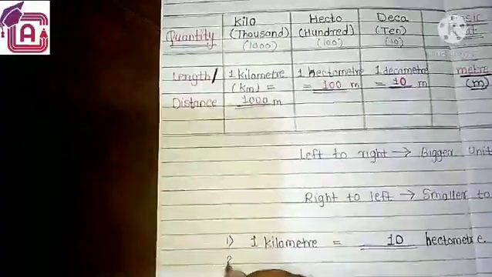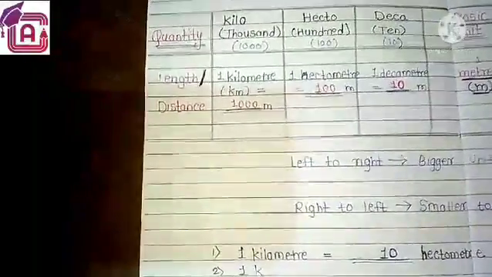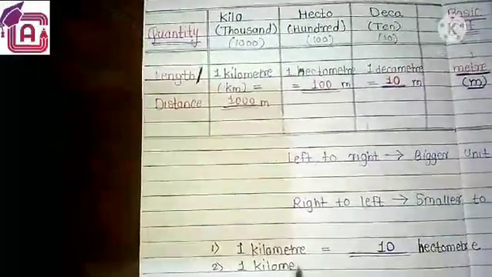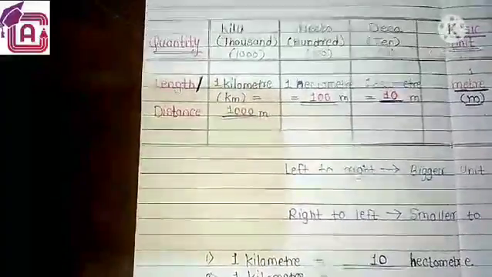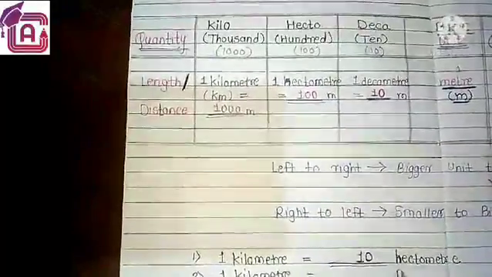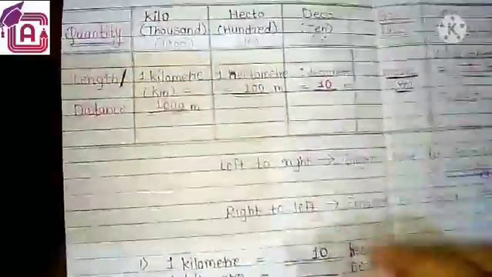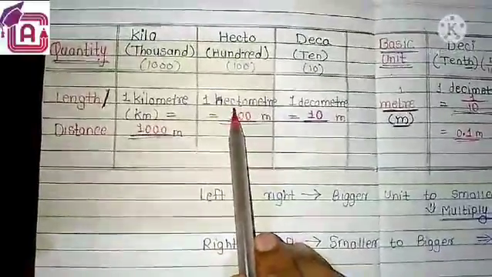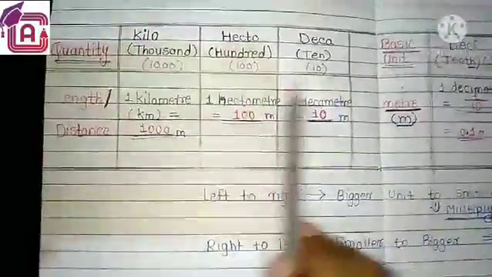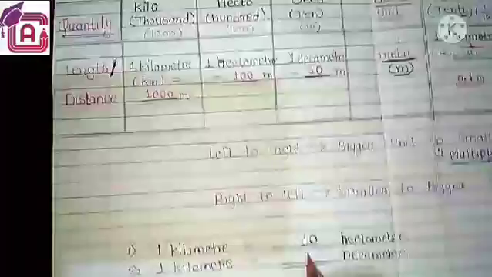Again, I am taking another example, that is 1 kilometer is equal to how many decameter? If the question is like this, how many decameter? So we know after the kilo, at which place is deca present? First, second place. So I am writing how many 0?